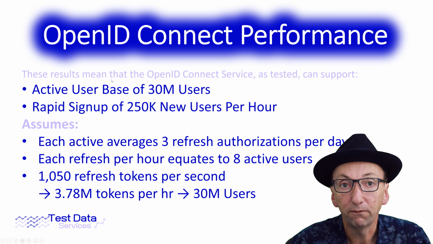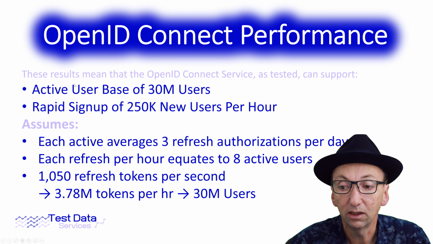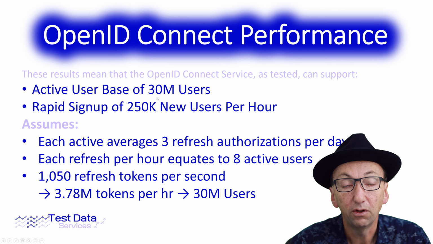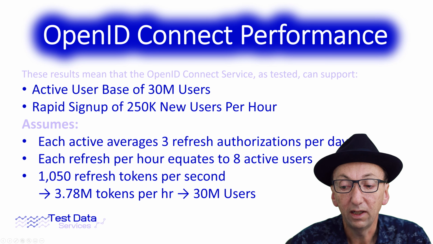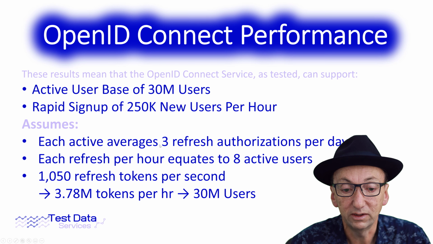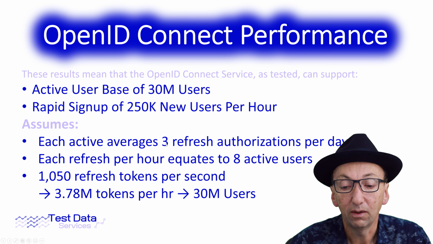So the bottom line from the business perspective is the OpenID Connect platform, as it stands, should be able to support 30 million active users with a rapid sign up of up to 250,000 new users in a peak hour. And the basis for that claim is that each user typically, or each active user, has between 2 and 3 refreshes per day. And what I've done in the math here is I've assumed 3 refreshes, which is quite a lot more than 2.